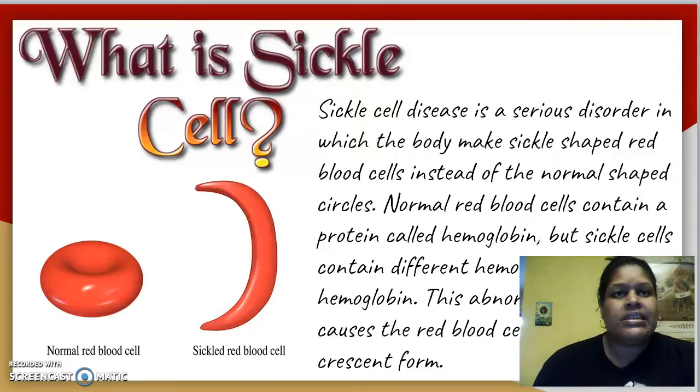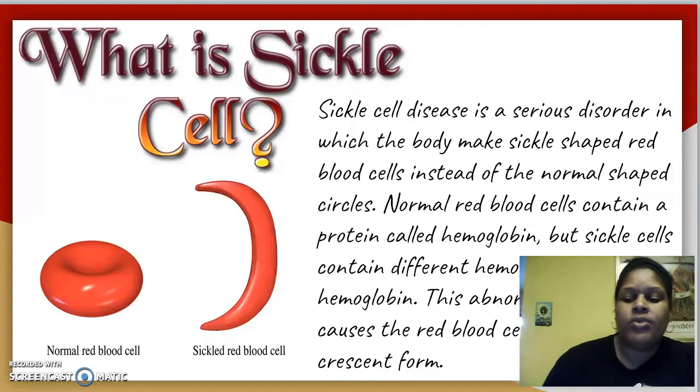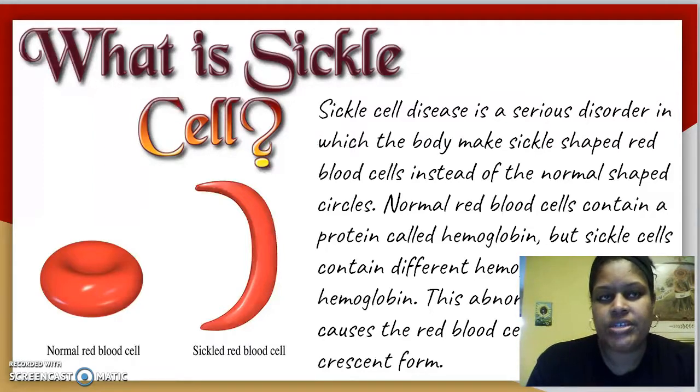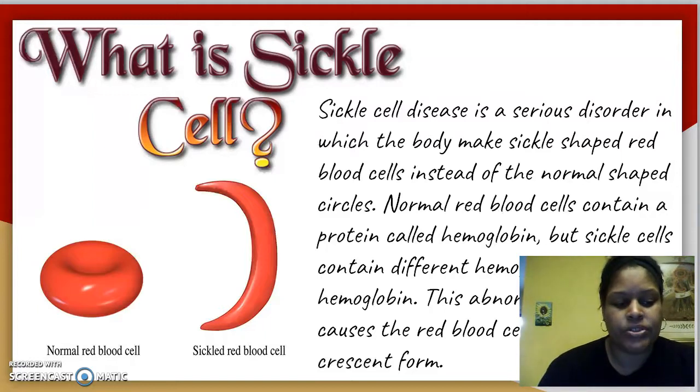Sickle cell is inherited. It is a change in genes which tell the body how to make hemoglobin. To get sickle cell disease, you need to have two altered hemoglobin genes, one from each parent. If you only have one of these genes, you will have the sickle cell trait, which is much milder.